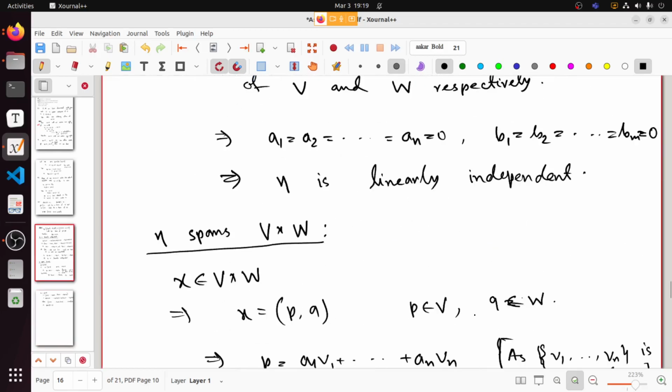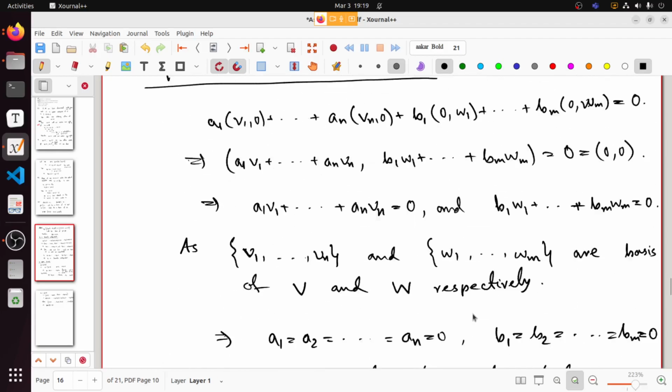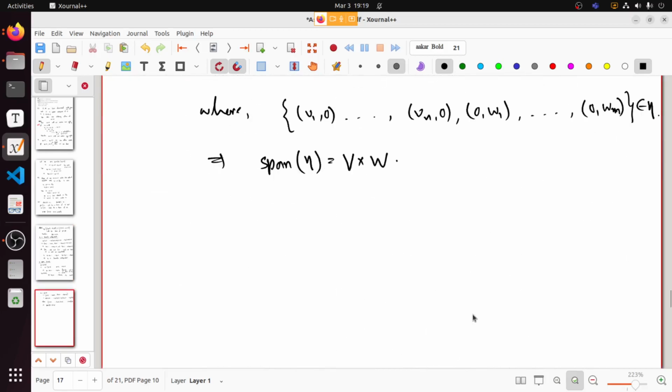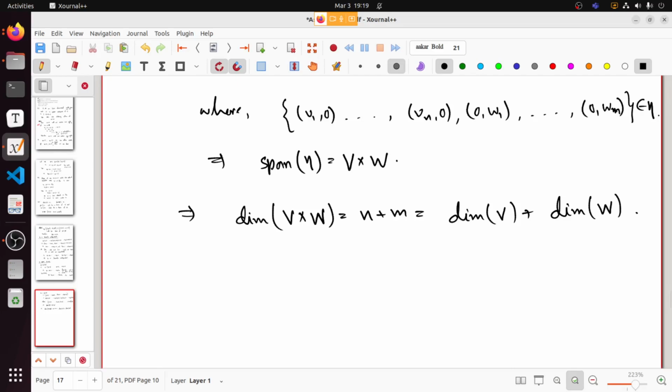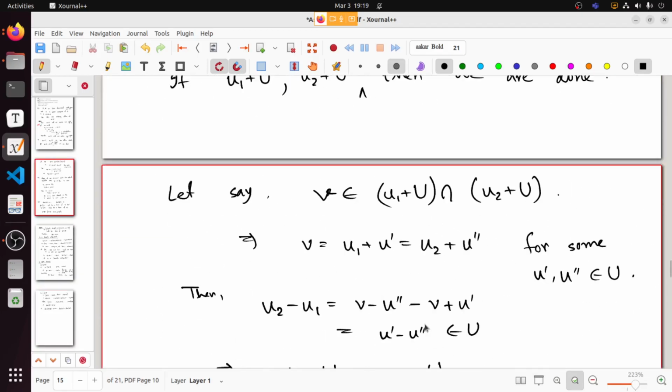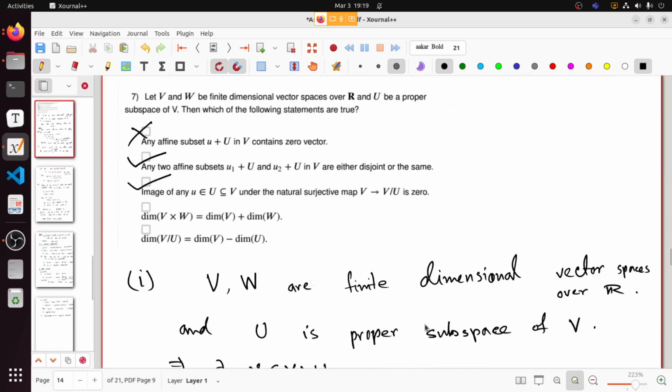So this is indeed the basis of V cross W. Therefore dimension of V cross W is n plus m, where n is the dimension of V which you have taken, plus the dimension of W. So you have shown that dimension of V cross W is dimension of V plus dimension of W. So option number 4, I think 4 is also correct.